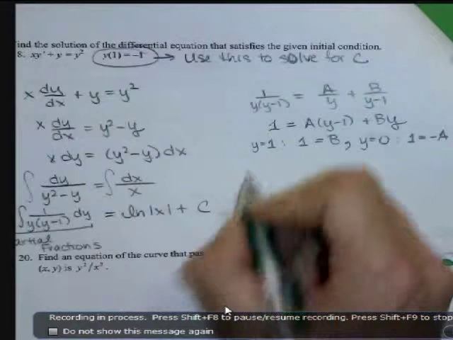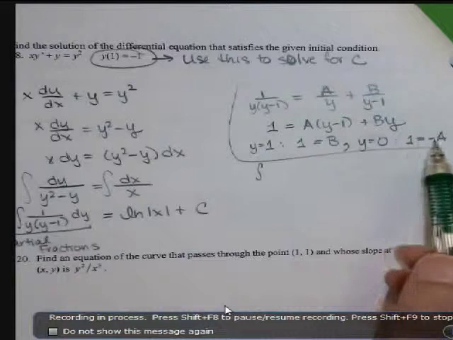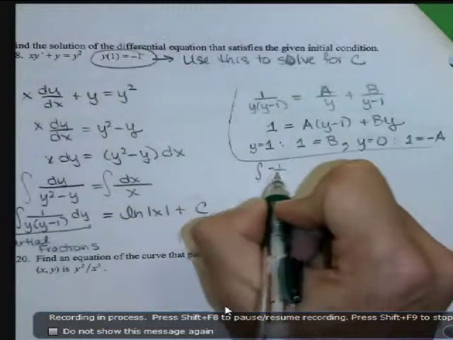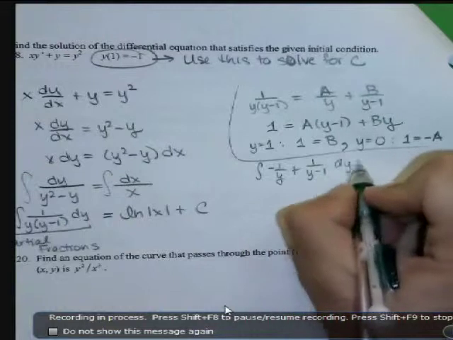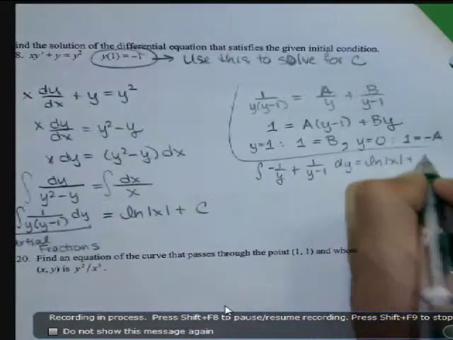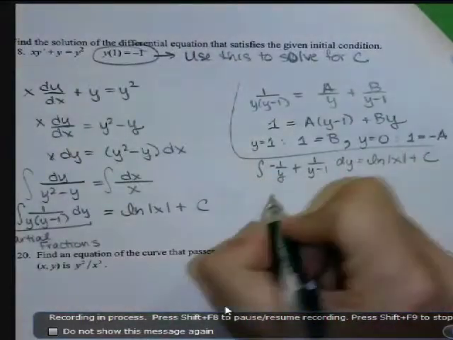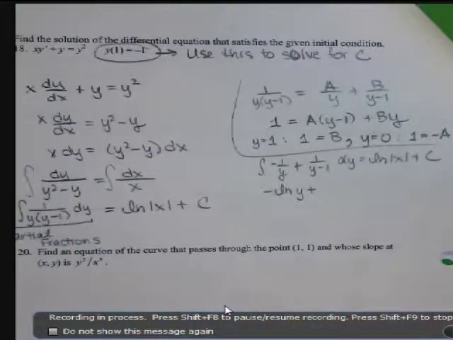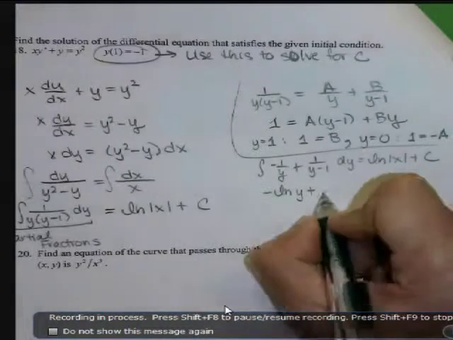So we have the integral of, if 1 is negative a, then a is negative 1. So we have negative 1 over y plus b is 1 over y minus 1 dy equals ln of x plus c. And so now the left-hand side, those terms are easy to integrate. 1 over y, we know we get natural log. And what about 1 over y minus 1? Ln of y minus 1.